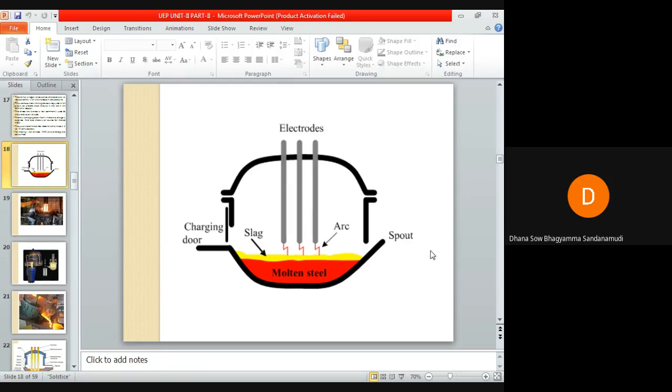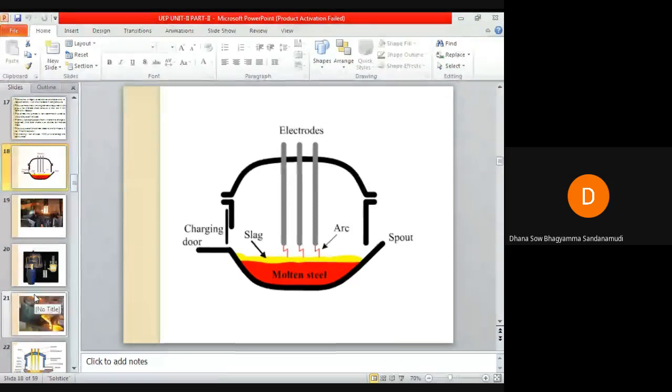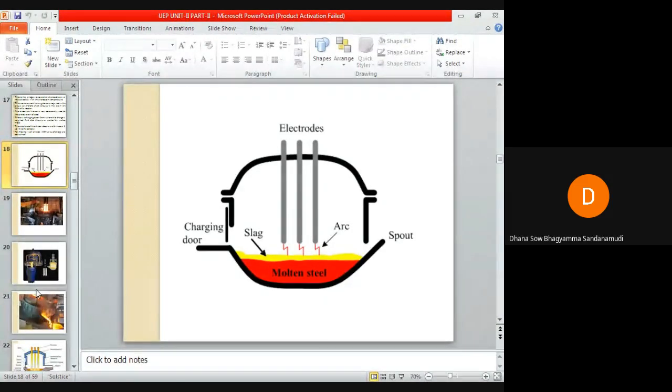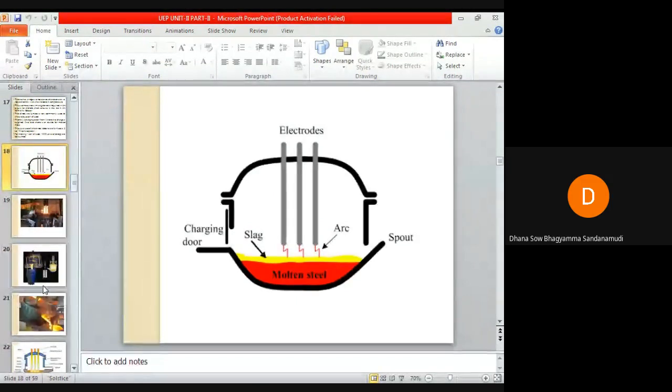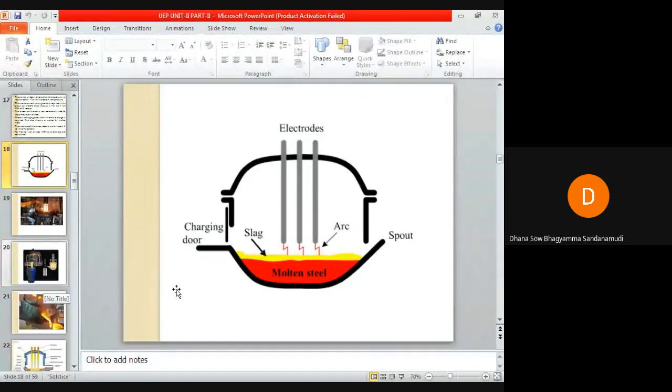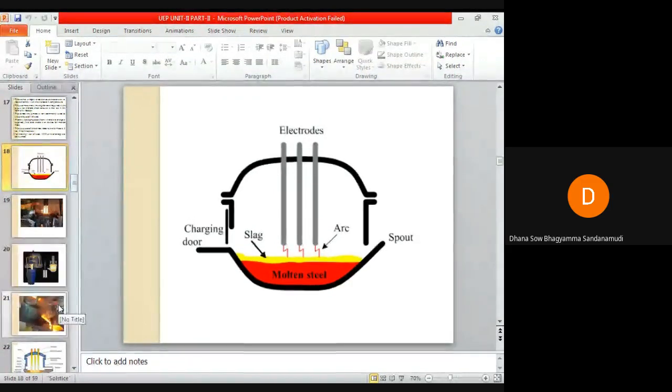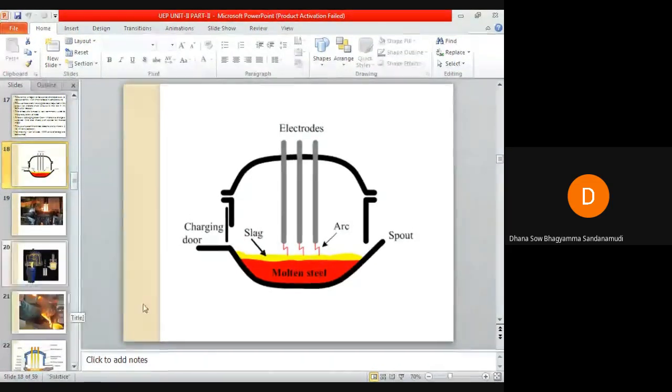There are some advantages of this direct arc heating furnace. It produces the purest products when compared with other methods of heating, and it is very simple and easy to control. There are also some drawbacks in this direct arc furnace.